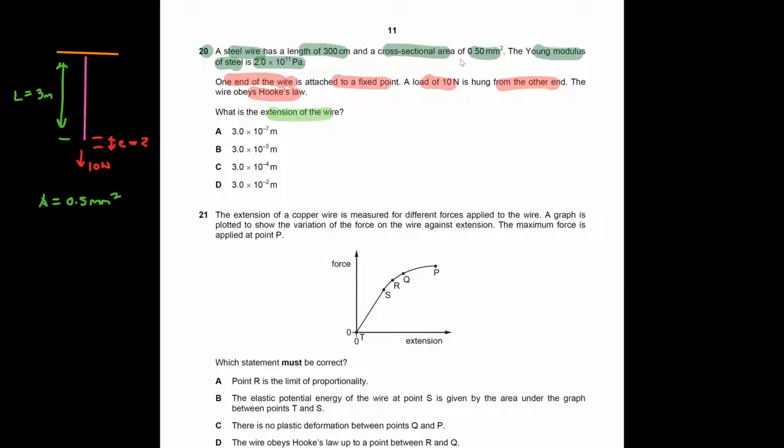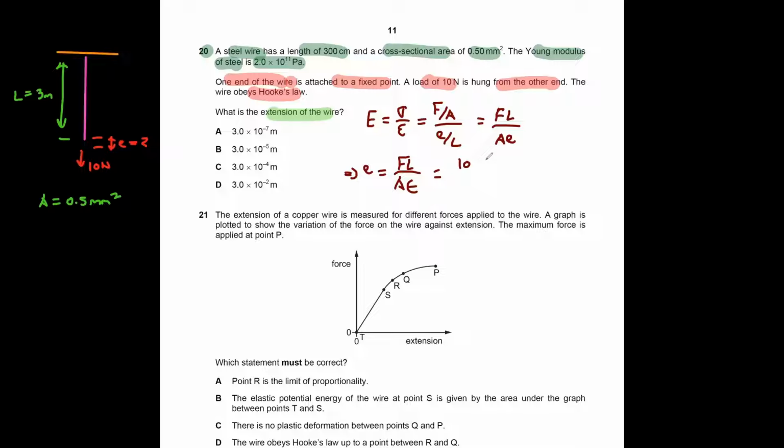Okay. So use Young's modulus equals to ratio of stress to strain. Stress is force per unit area, strain is extension over length, giving you FL over AE. They want extension, so you rearrange your equation, giving you FL over A times Young's modulus. So from here, just sub in your values.